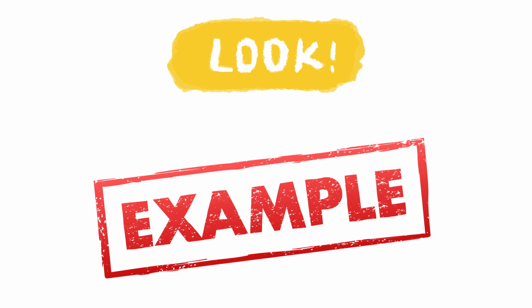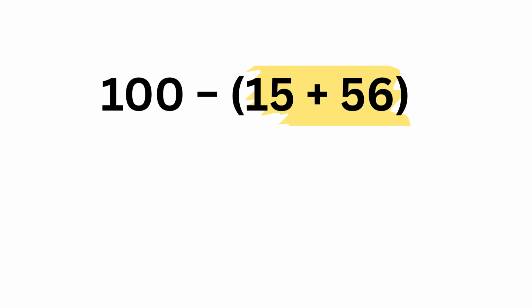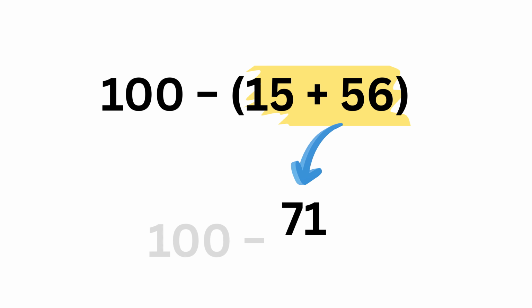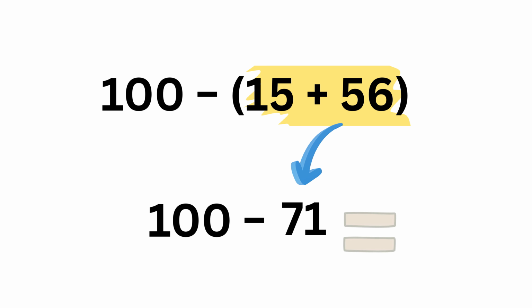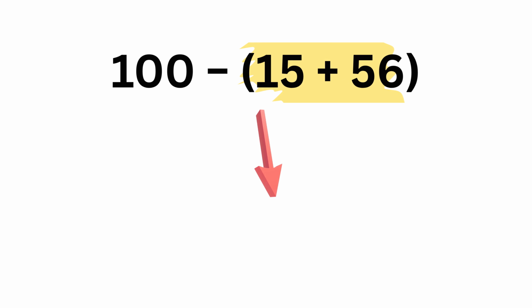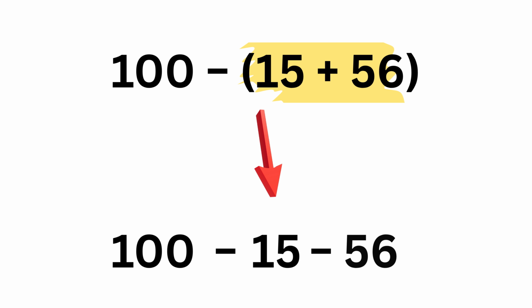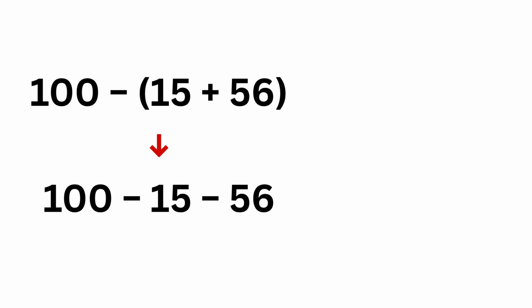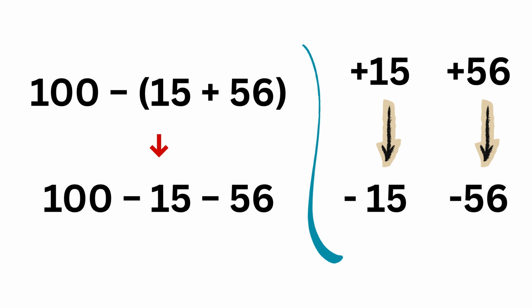Look at this example, 100 minus brackets 15 plus 56. First solve inside brackets. 15 plus 56 equals 71. Then subtract. 100 minus 71 equals 29. But we can also write it as 100 minus 15 minus 56. When brackets have a minus sign before them, the signs inside change.